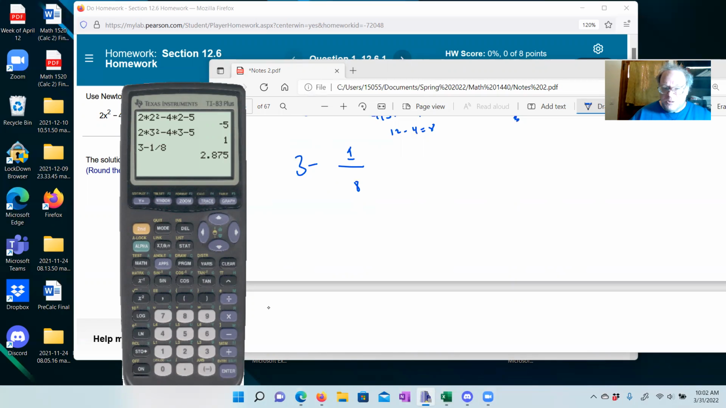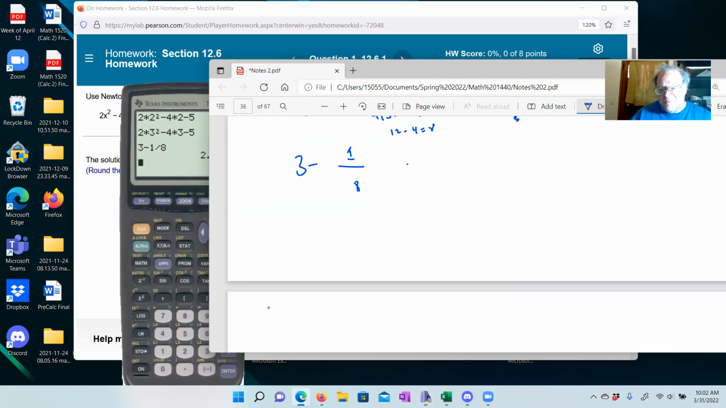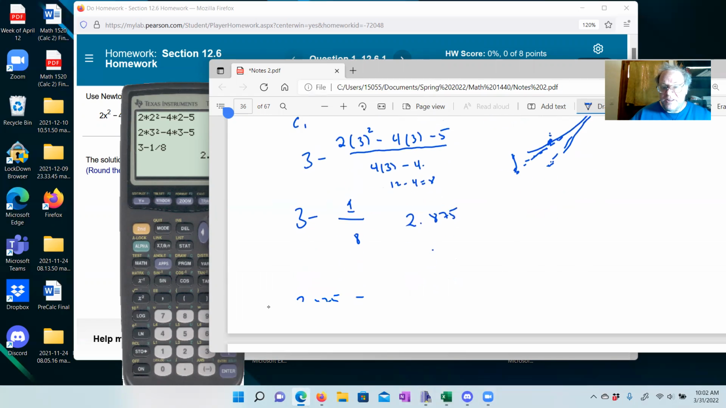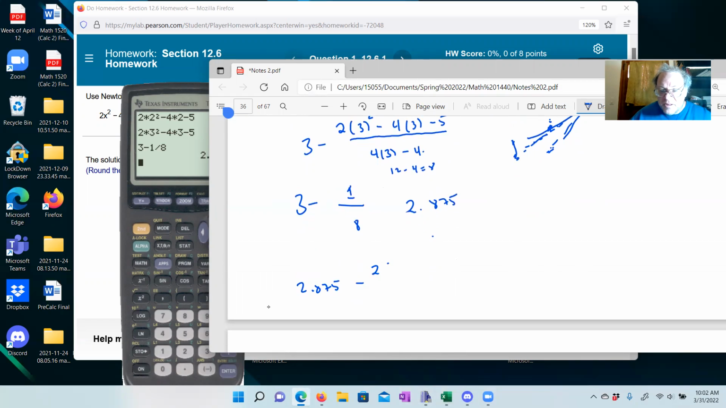And the book says, you shall keep 4 decimal places until you are done. So this is 2.875. And that's going to be our next point. So we're going to say 2.875 minus, and now we have to do this all over again. So this is 2 times 2.875 squared minus 4 times 2.875 minus 5 divided by 4 times 2.875 minus 4.